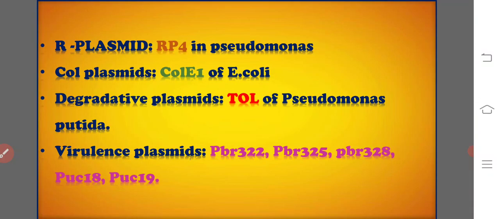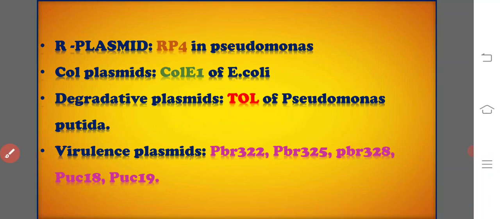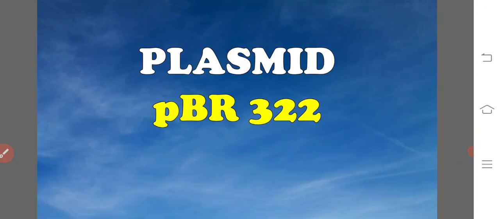And there are R plasmids, for example RP4 in Pseudomonas; Col plasmids, Col E1 in Escherichia coli; degradative plasmids, TOL of Pseudomonas putida; virulence plasmids; and cloning plasmids like pBR322, 325, 328, pUC18, pUC19 and so on. There are different kinds of plasmids. This is the classification of plasmids.